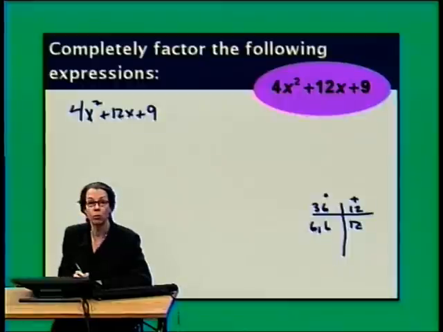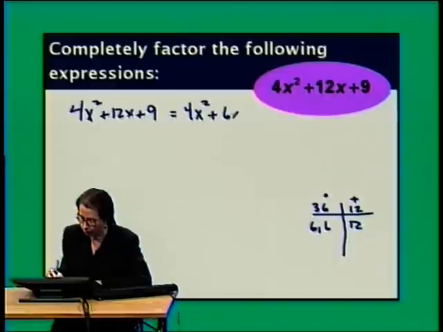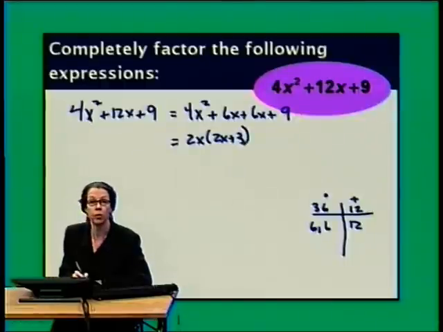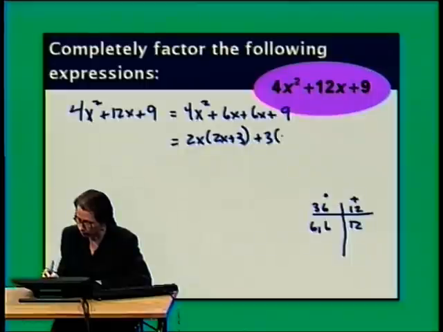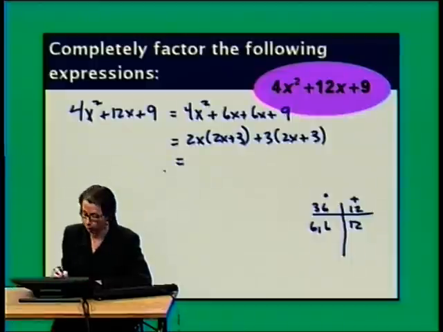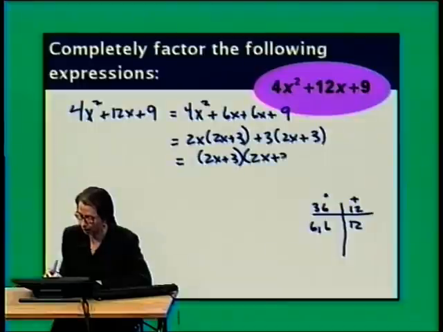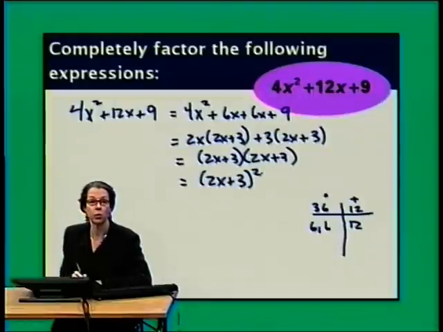So I can rewrite the linear term as 6x plus 6x plus 9, and now I can factor by grouping. So factoring out a 2x from the first two terms, and factoring out a 3 from the last two terms, leaves a common binomial factor of 2x plus 3, leaving behind another factor of 2x plus 3. So in fact, I could write this as 2x plus 3 quantity squared.